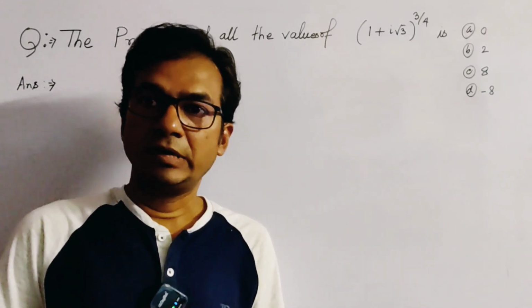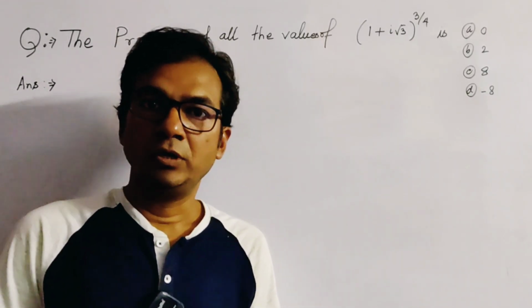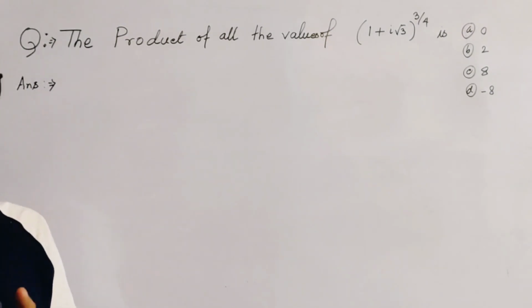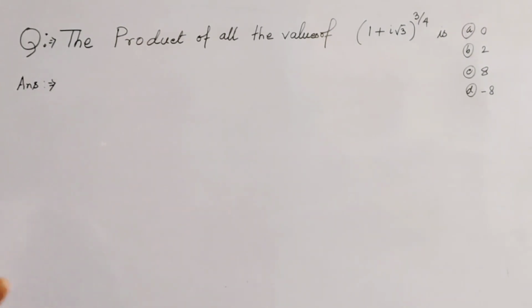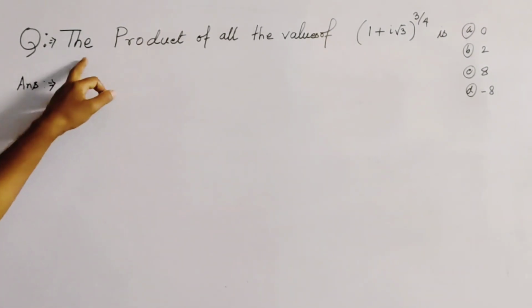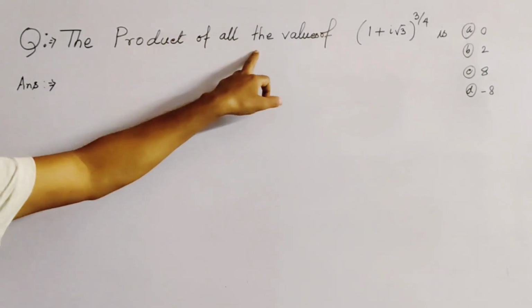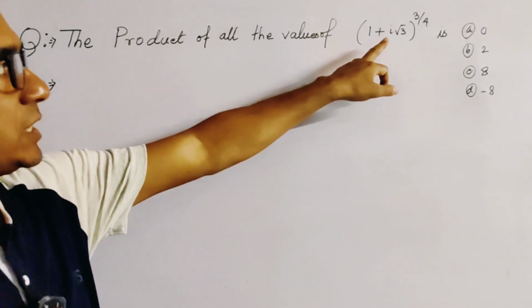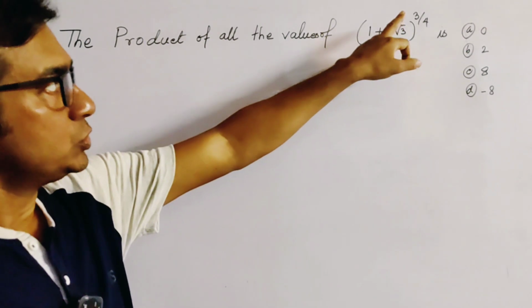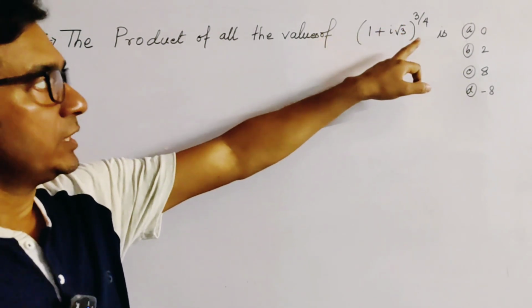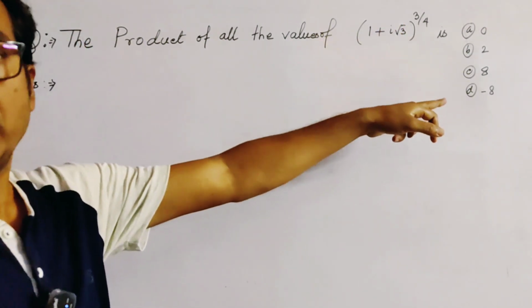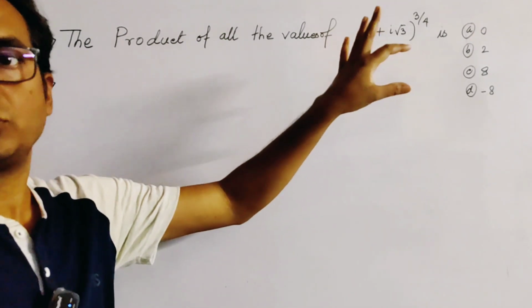This type is a very important question of complex numbers. The problem is: the product of all the values of (1 plus i root 3) whole raised to 3 by 4 is... Four options are given. We have to find the correct option.